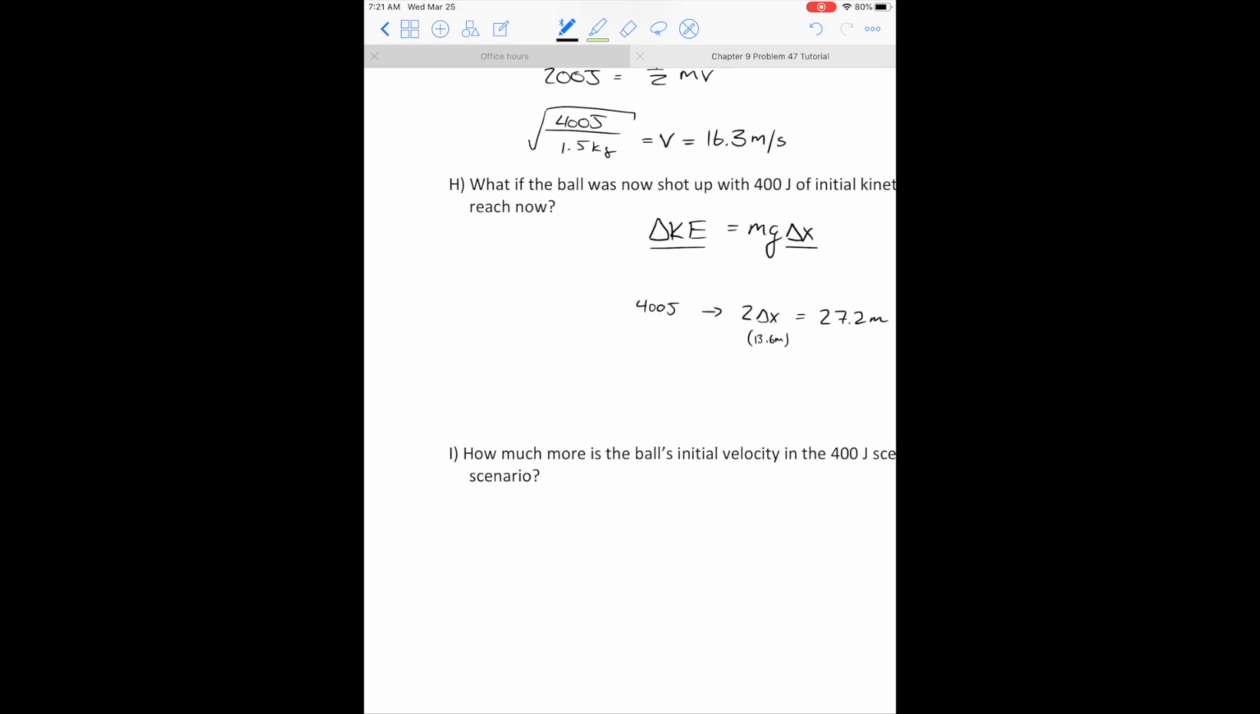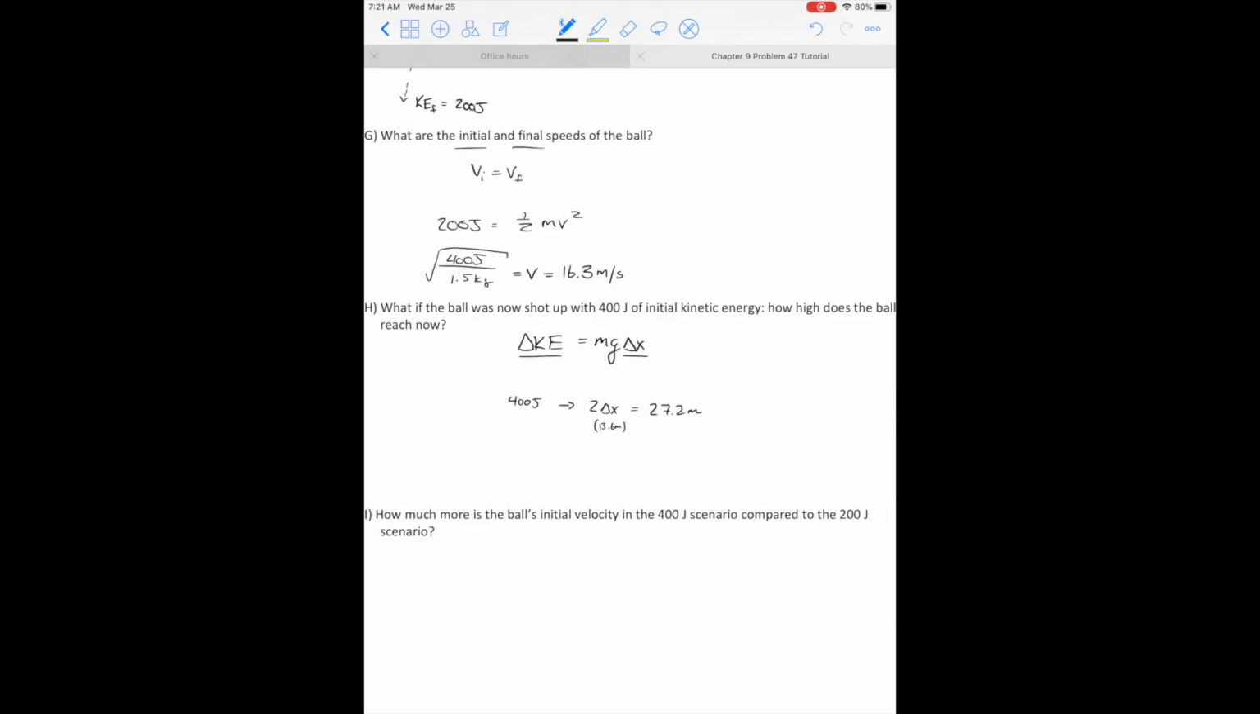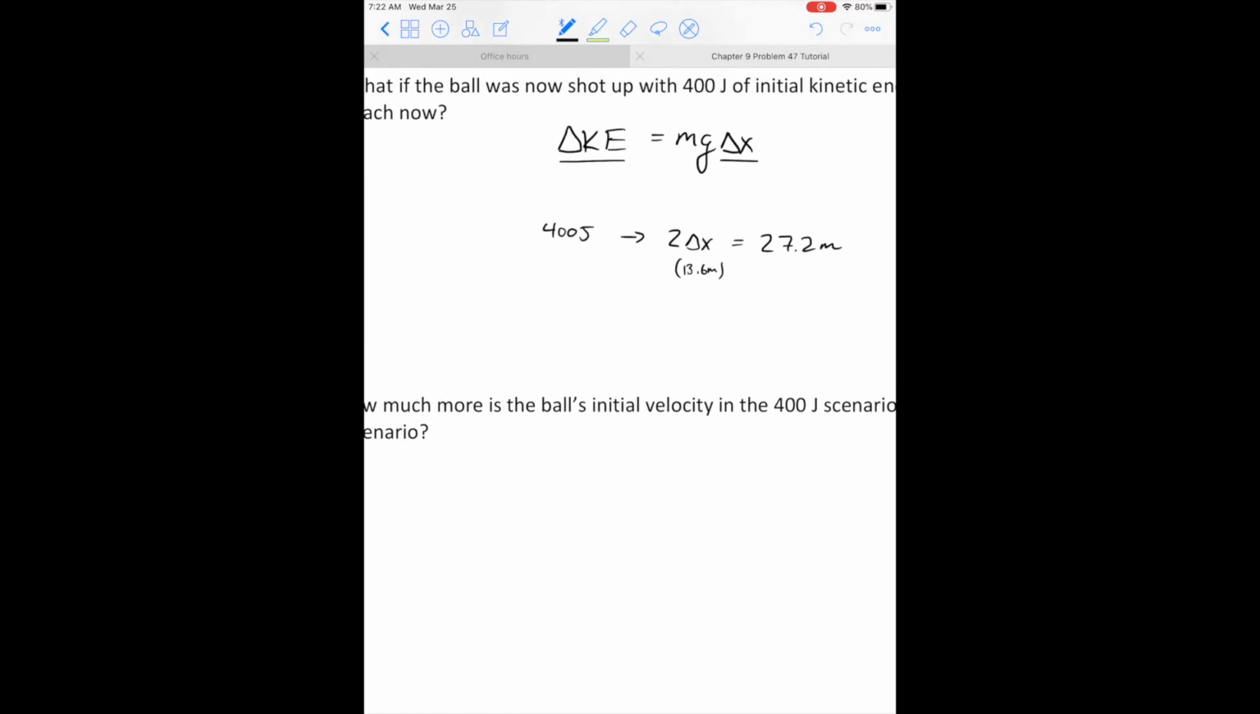And then finally, how much more is the ball's initial velocity in the 400 joule scenario compared to the 200 joule scenario? So again, you can recalculate pretty easily. I want to just take a look at this. If I think about my kinetic energy, I'm going to double that. How does that change my velocity? Well, it's not a one-to-one, right? Doubling kinetic energy doesn't just double my velocity, because I got this square here, right? I got this exponent.